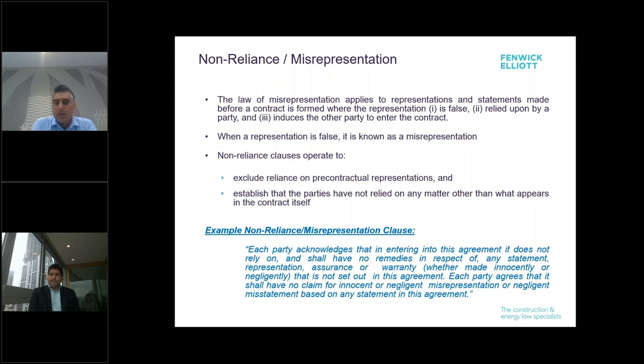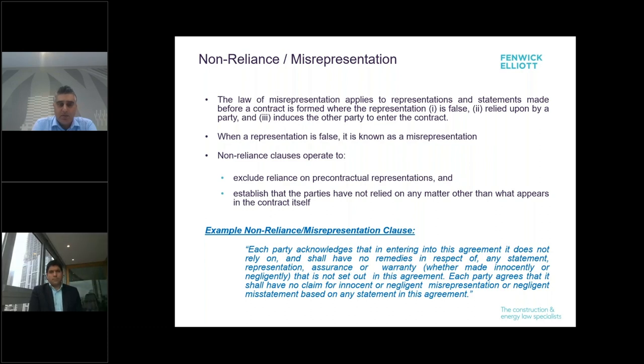So what a non-reliance clause is trying to do is to exclude reliance on any pre-contractual representations altogether, and establish that the parties have not relied on any matter other than that which is set out in the contract itself. The logic being, if there is no reliance, then there can have been no inducement to enter into the contract, and therefore there can be no misrepresentation.